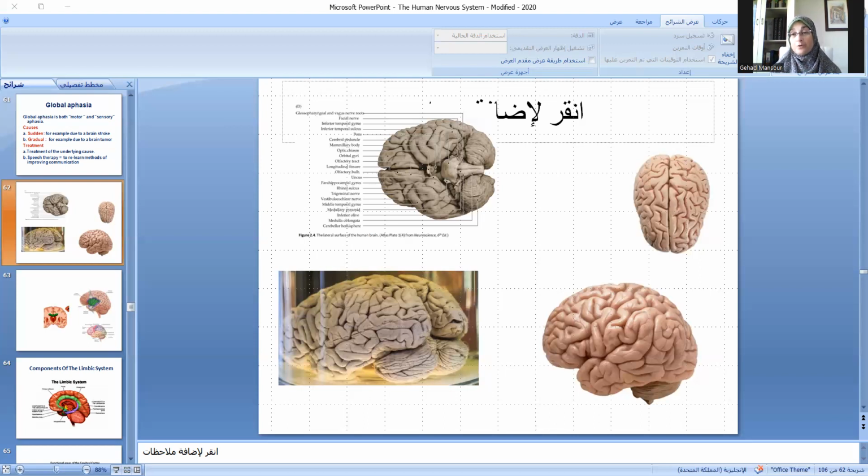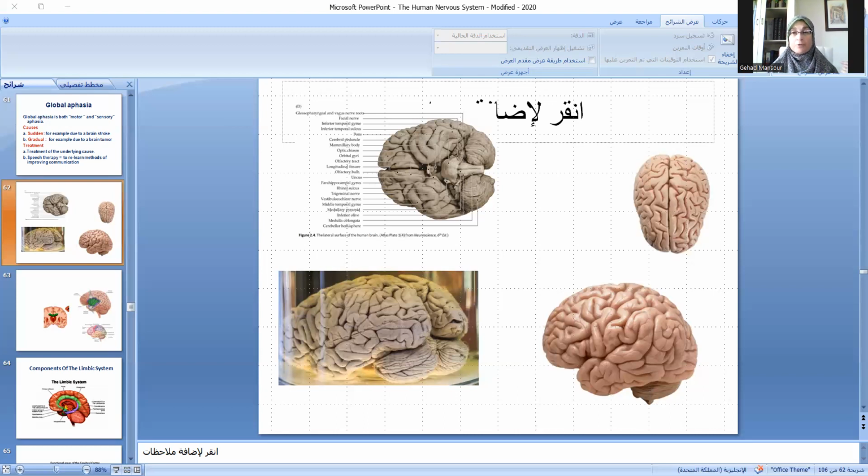In the temporal lobe, you have the auditory area. In the upper part of the temporal lobe, you have the hearing center, and just next to it, you have the auditory association area, meaning that the auditory center helps you just hear. But in order for you to understand and perceive what you hear, you need an association area.